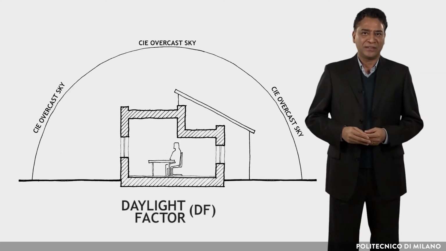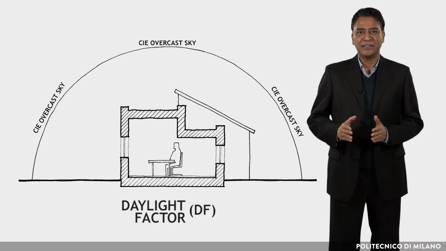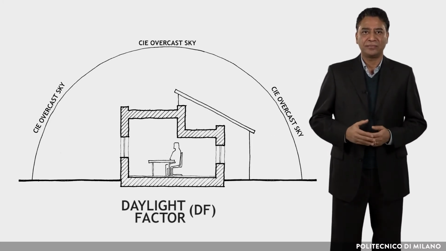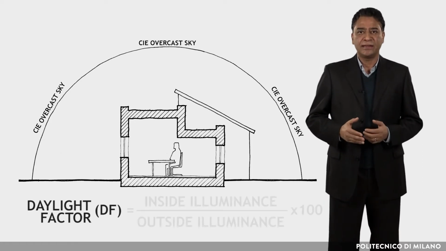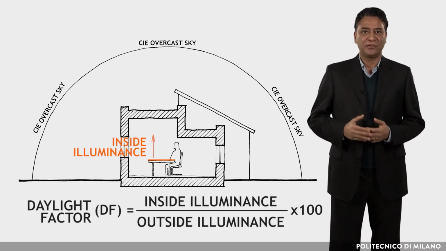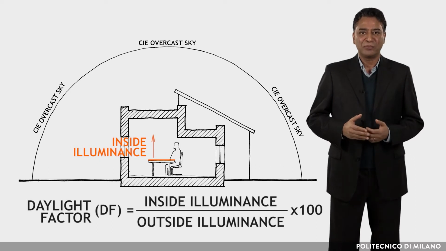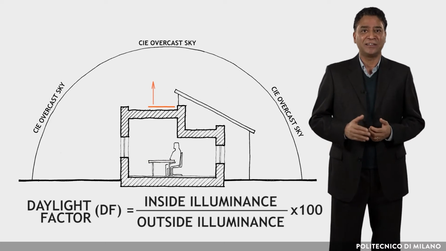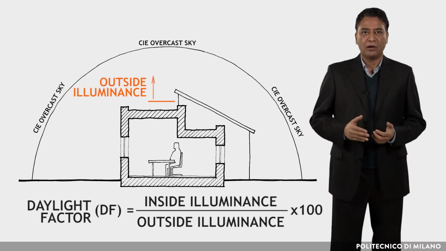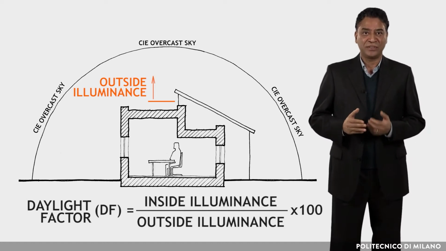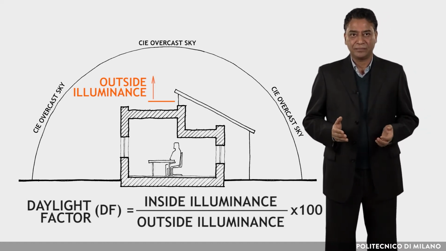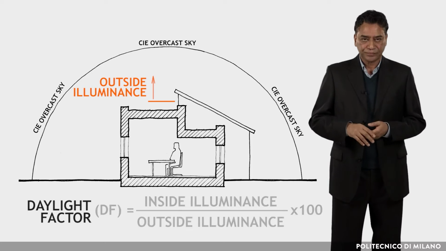Another important parameter is the daylight factor, DF, which is a measure of the amount of daylight available in a space. It is defined as the ratio of the illuminance of the working plane in a given position to the illuminance that would be found, under identical conditions of time and place, on a horizontal surface exposed outdoors so as to receive light from the entire sky with no direct sun.